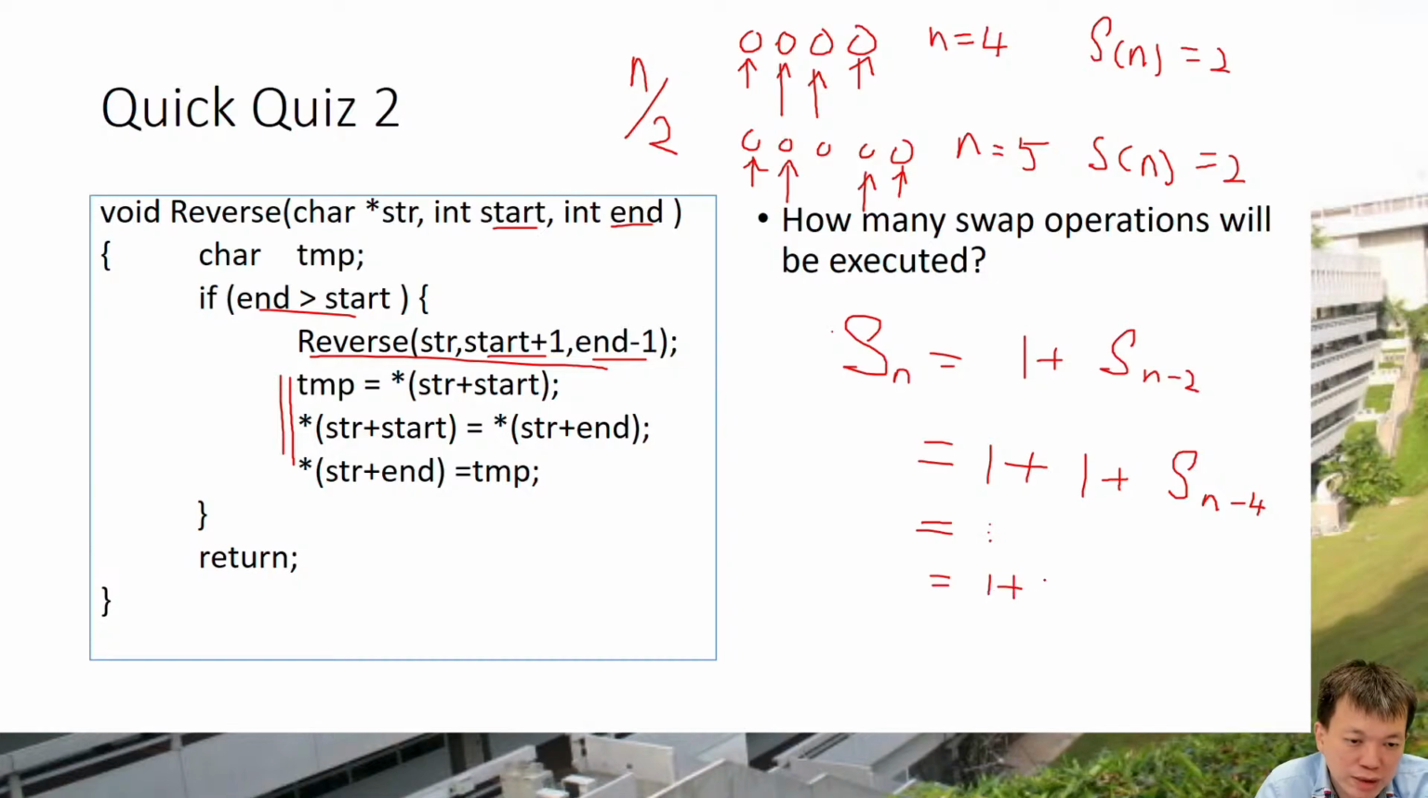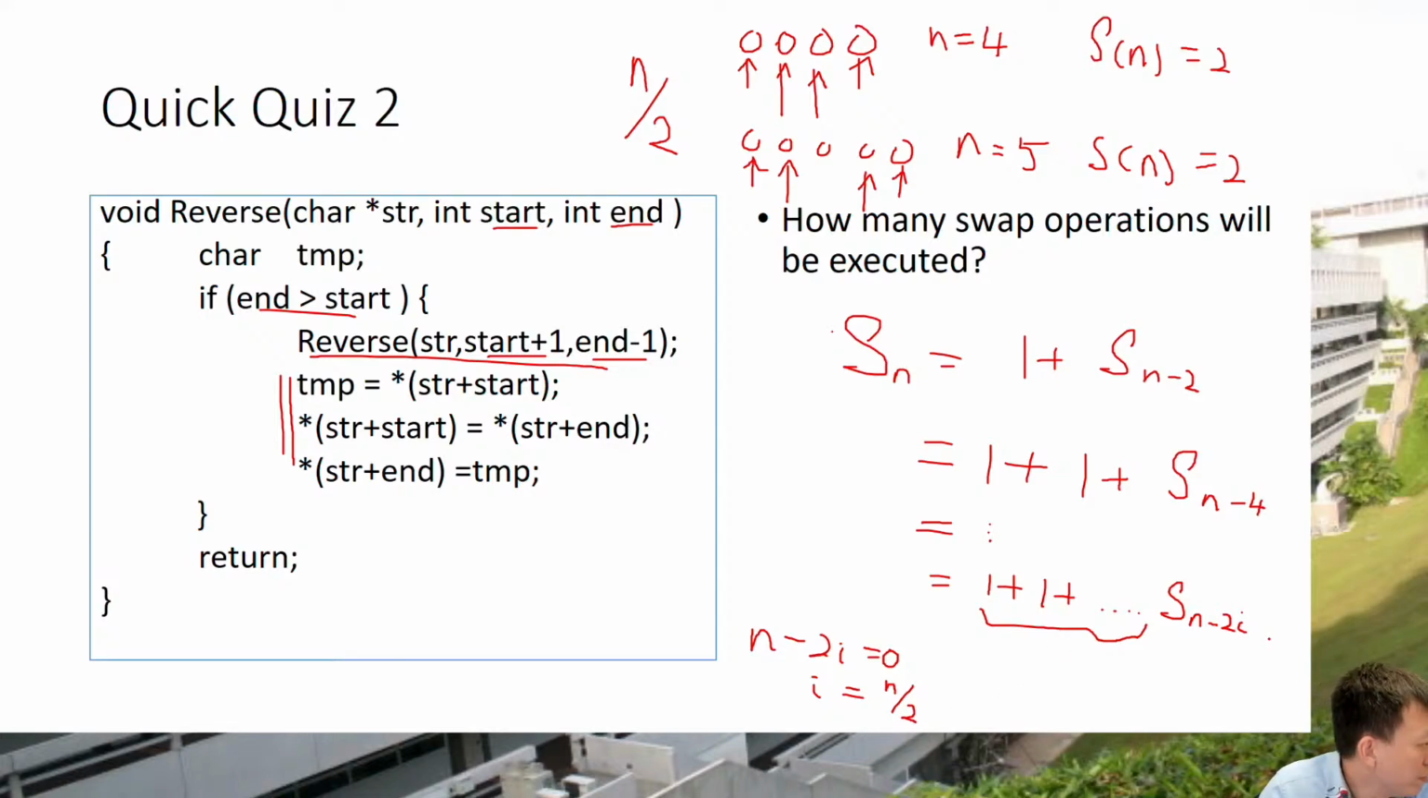So it's 1 plus 1 plus 1 plus dot dot dot until S(n-2i). So I need to know how many swap operations I have done. Then I need to know that n minus 2i equals 0, so i will be equal to n over 2.